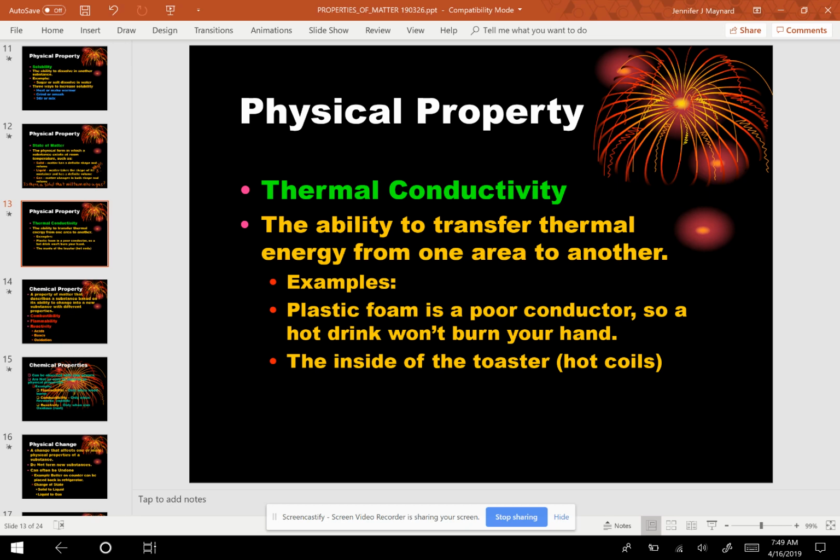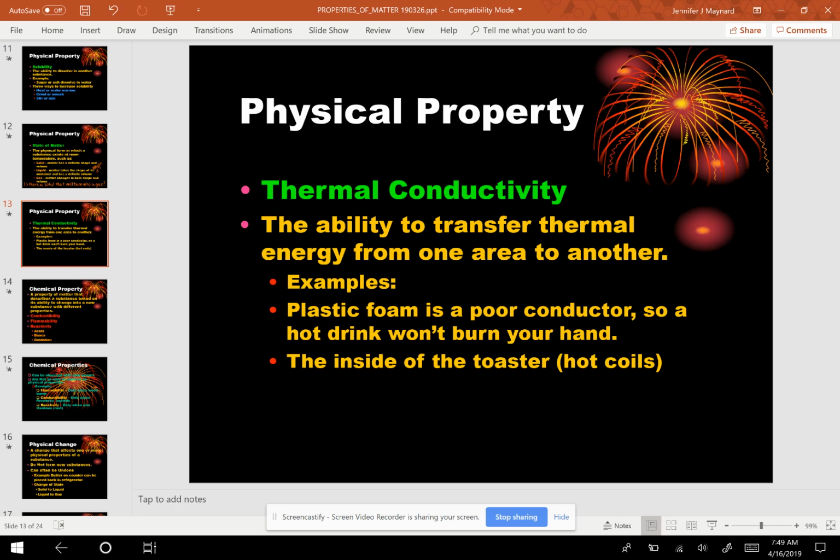Also the toast inside of a toaster, you apply electricity to the hot coils, and the hot coils conduct the heat energy to your bread or whatever you're toasting very well. We depend on the thermal conductivity of that. So those are the physical properties.